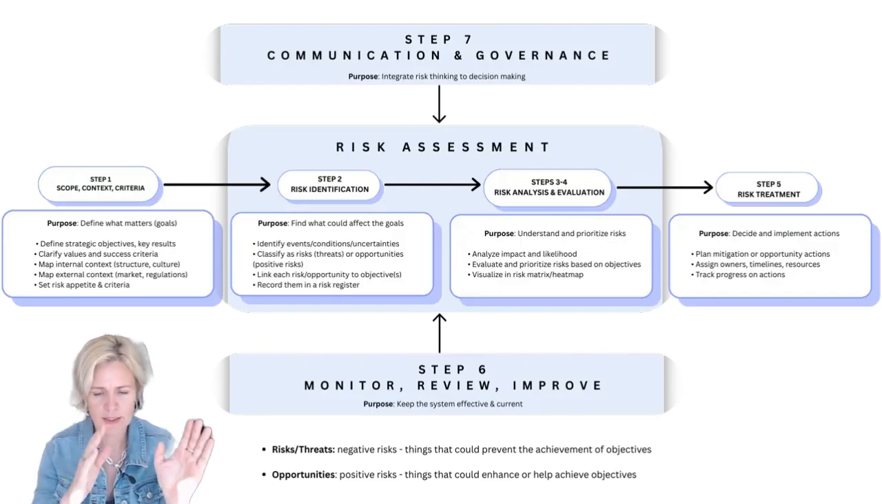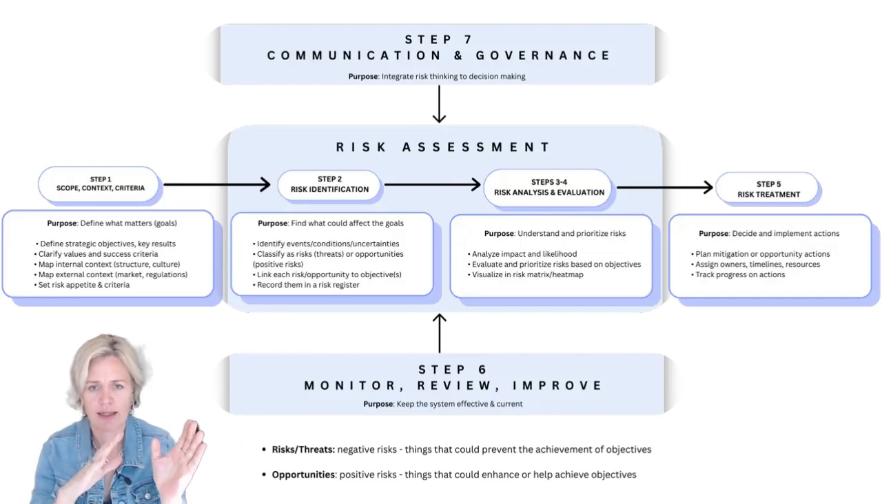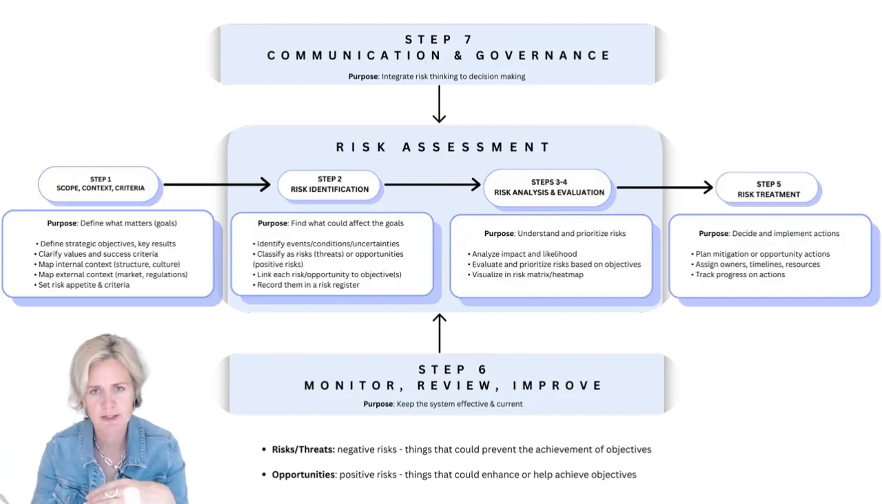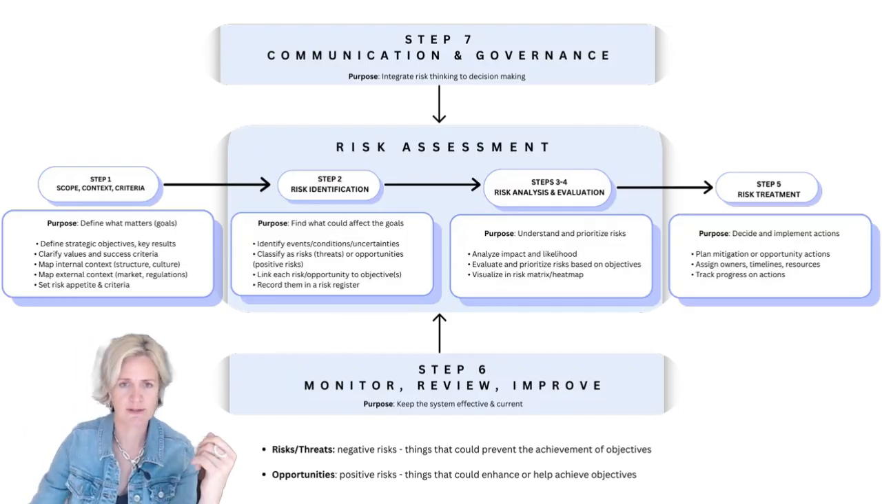So again, what is a risk? Risks are negative things that could prevent the achievement of your business objectives, and opportunities, also called positive risks, are things that could enhance or help achieve your business objectives.